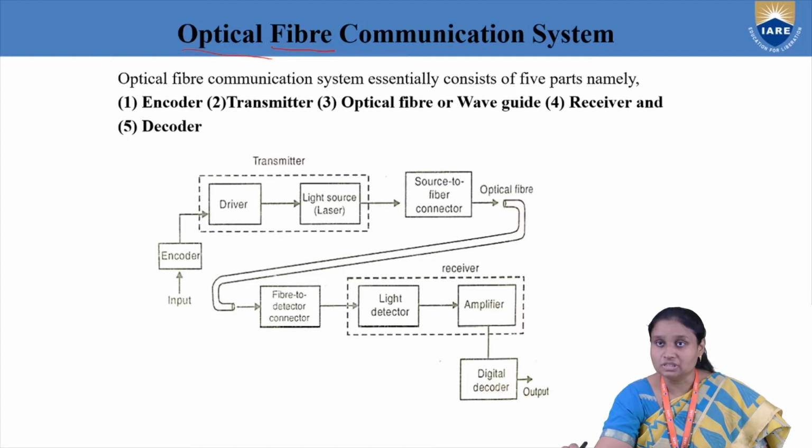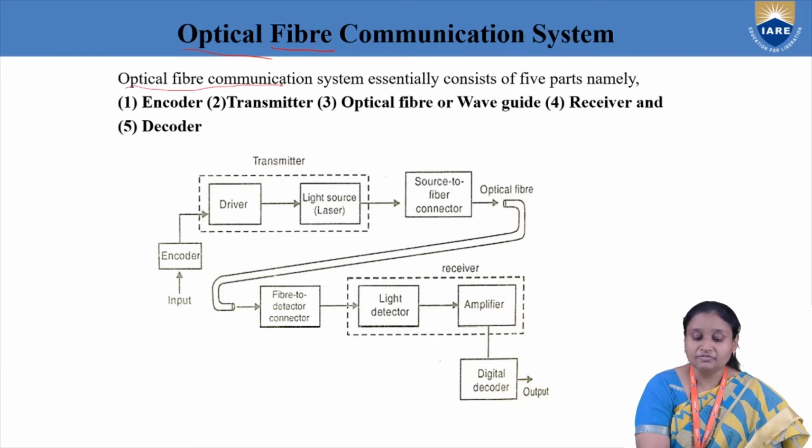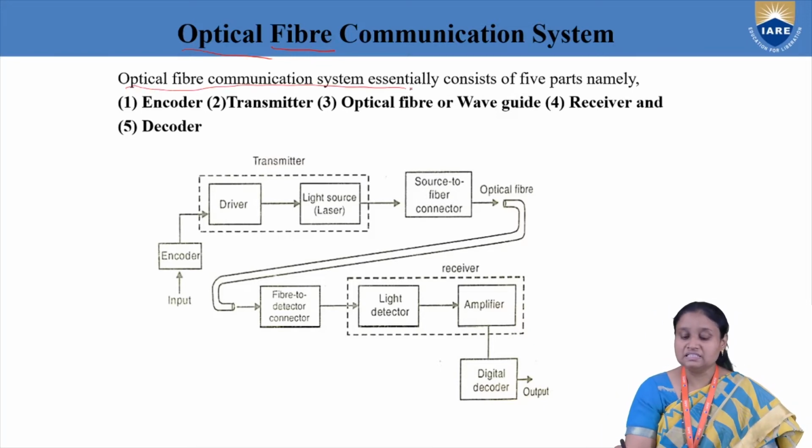Now we are going to discuss the block diagram of this optical fiber communication system, and we are going to discuss in detail the different parts of this communication system. If you take any optical fiber communication system, it essentially consists of 5 parts.